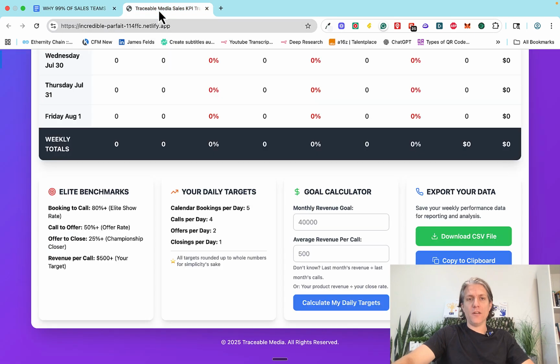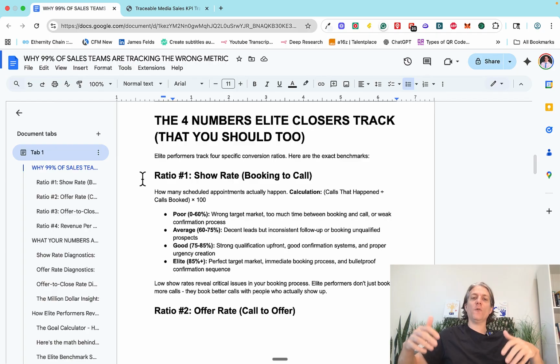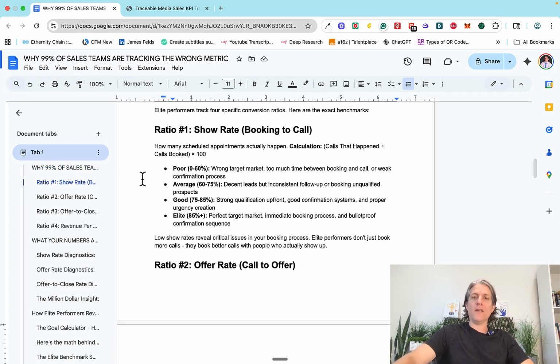So we just hit on these. We talked about show rates, offer to close rates, and revenue per call. Let's dive back into each of these specifically. Elite performers track 4 specific conversion ratios. Here they are. Number 1, show rate: how many scheduled appointments actually happen? The calculation is calls that happen divided by calls booked, multiplied by 100.